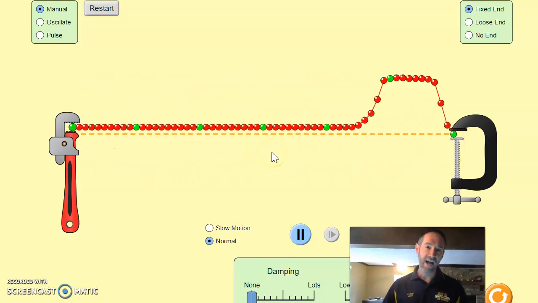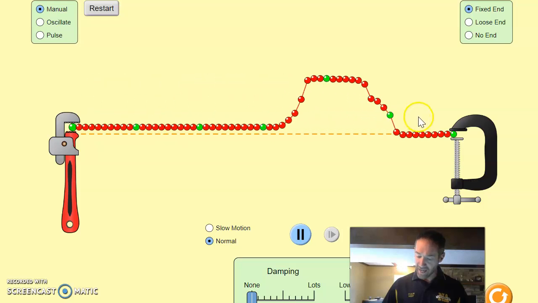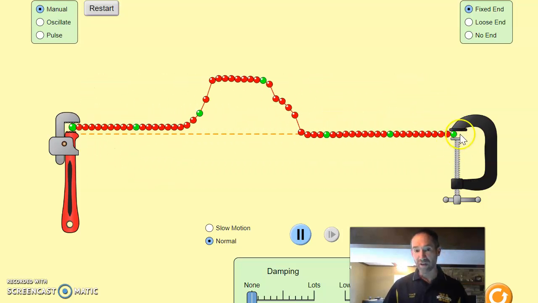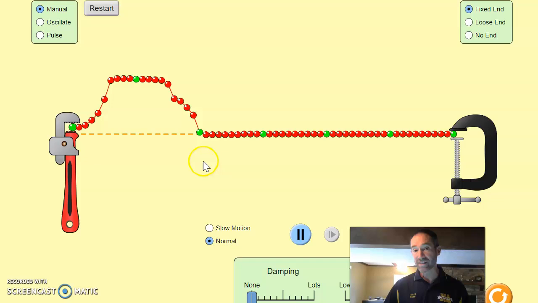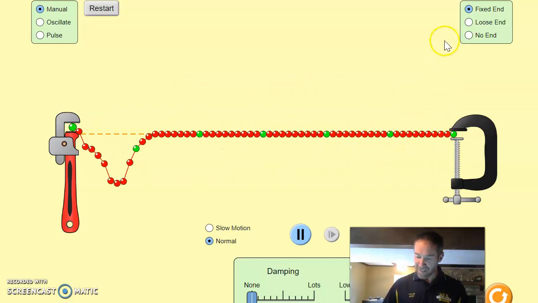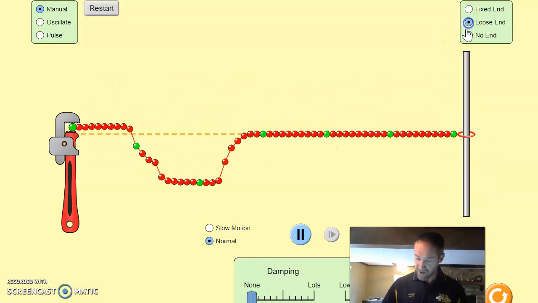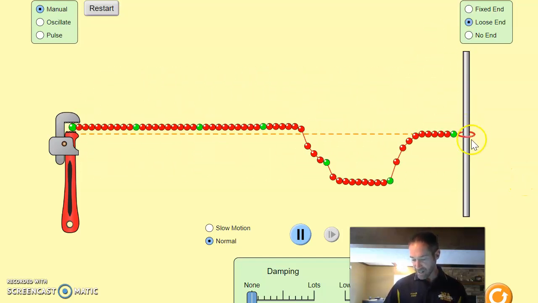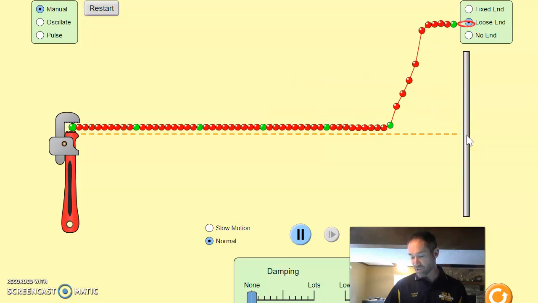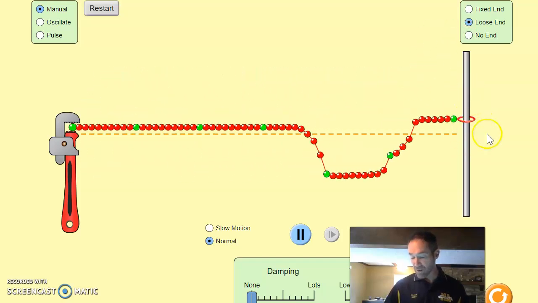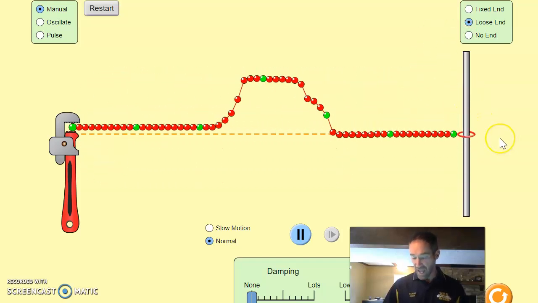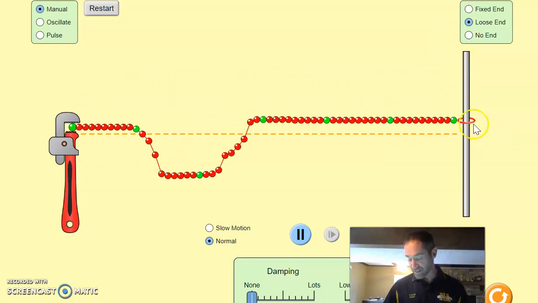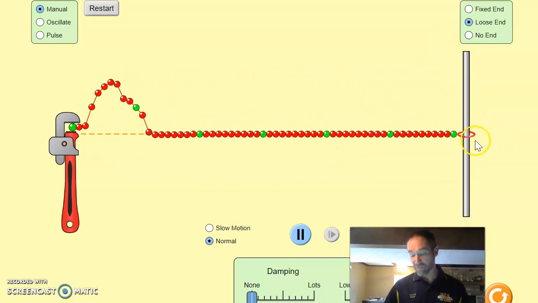You always see that happening. Whenever a pulse hits a fixed point, you always see that the reflected wave is inverted. That's in contrast to if I would change this to a loose end. Now you can see on the loose end, the last molecule is this ring now, and it can move up and down as it chooses. And that means that it is going to not invert when it goes back.